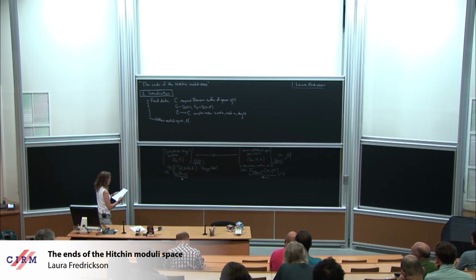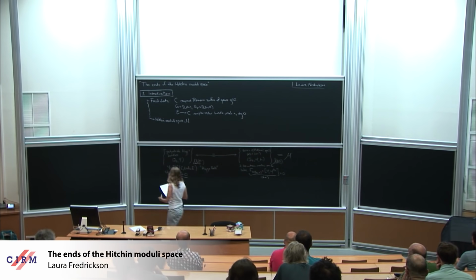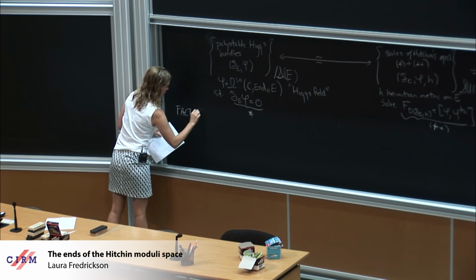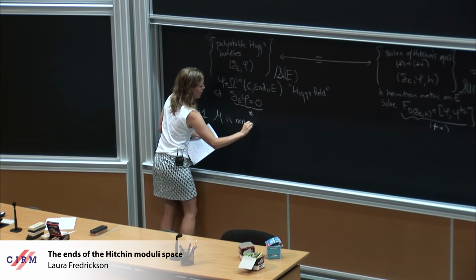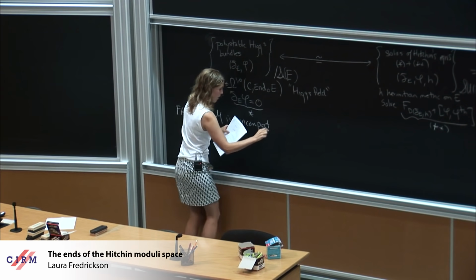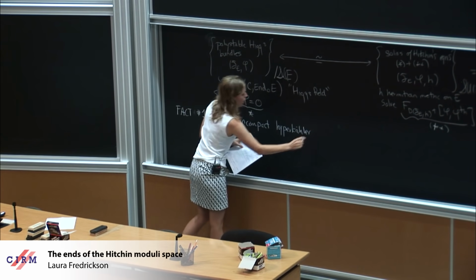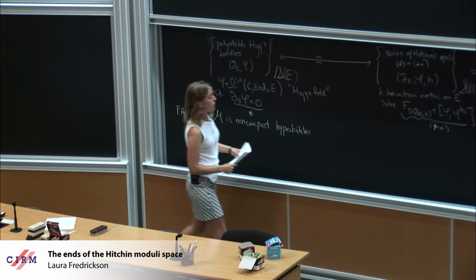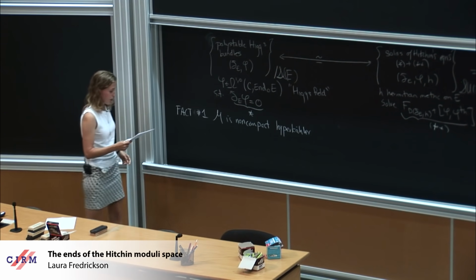So you don't need too many facts about the Hitchin moduli space for this talk. The most important, just two. So the first fact is that M is non-compact and it's hyperkähler. And the whole reason why we're considering solutions of Hitchin's equations rather than Higgs bundles is that you need to understand this H if you're going to understand the hyperkähler metric on the Hitchin moduli space.